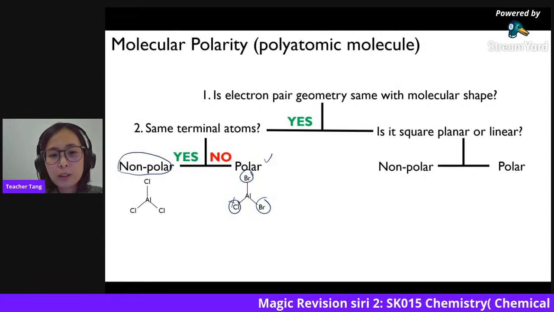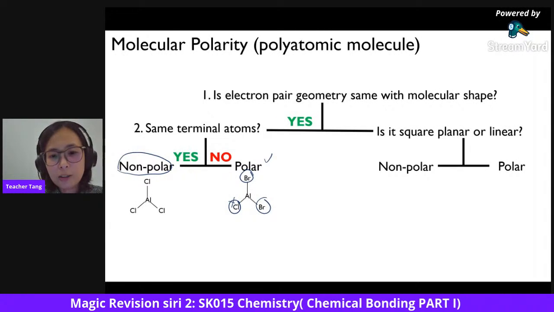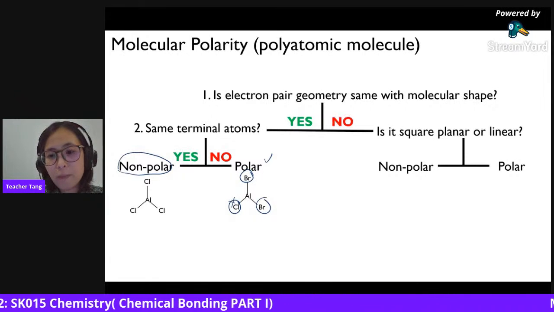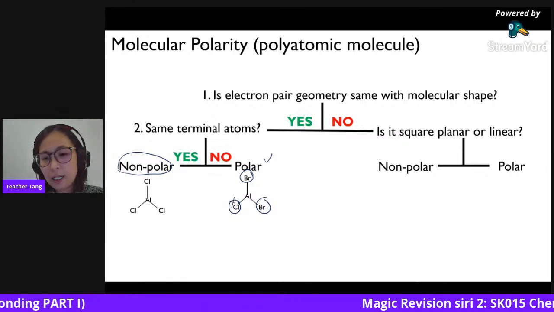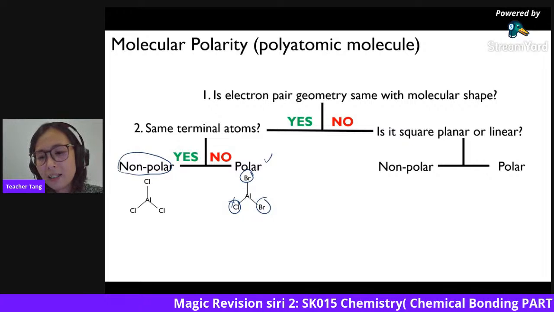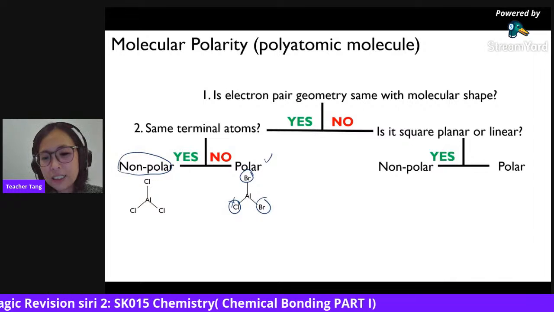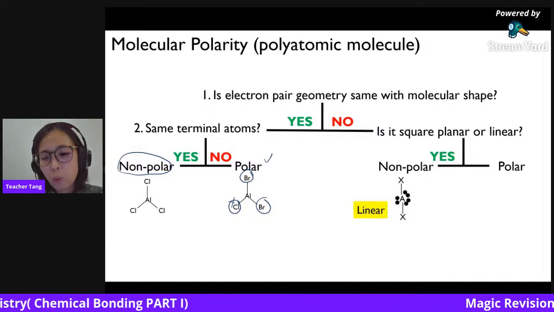So now we go back to the first question. If your electron pair geometry is not the same, if it is different from the molecular shape, then you need to ask yourself the second question. Is it square planar or linear? If it is square planar or linear, then again you get a non-polar molecule. So why non-polar molecule?